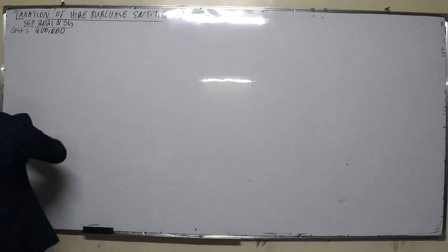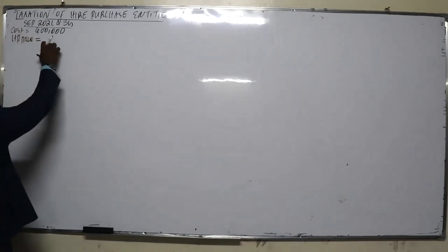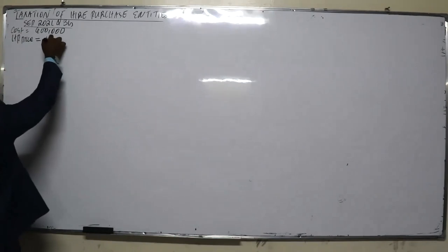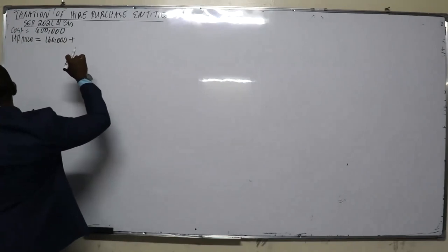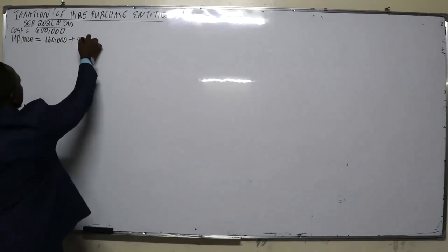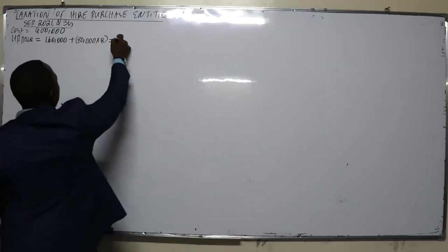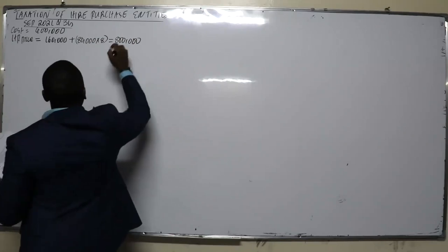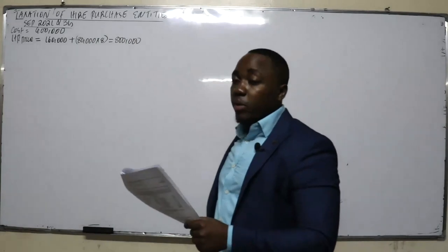Number two, the hire purchase price per unit comprises a deposit of 160,000 and 8 quarterly installments of 80,000. So the hire purchase price is made up of the deposit of 160,000 plus the total installments: 8 quarterly installments of 80,000 is 640,000. Add 160,000 and you get 800,000. So the hire purchase price per machine is 800,000. Cash price per unit is 700,000.